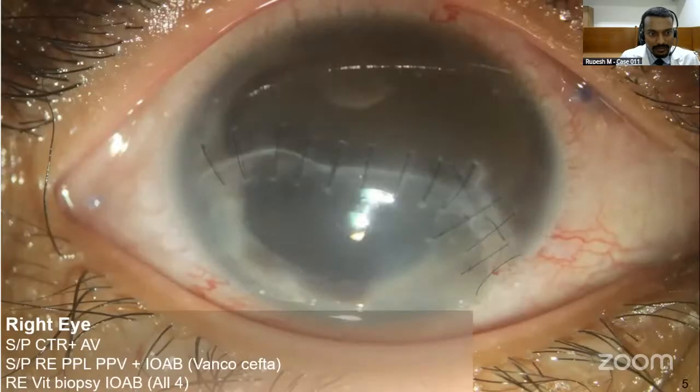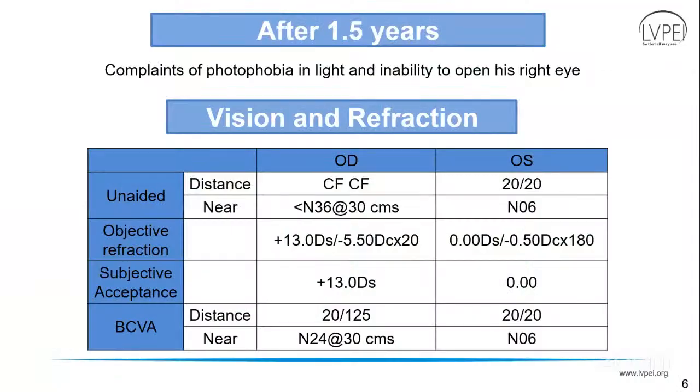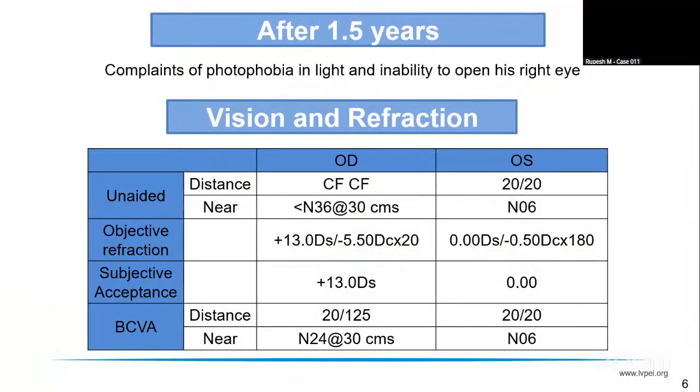The surgery performed was right eye corneal tear repair plus anterior vitrectomy plus pars plana vitrectomy with vitreous biopsy. This is the post-op 1 day image of the patient, where we can see sutures intact extending from 3 o'clock to 9 o'clock with surrounding corneal edema and a shallow AC. After that the patient was lost to follow up and came again after 1.5 years to the cornea clinic with a complaint of photophobia in light and inability to open his right eye in bright light.